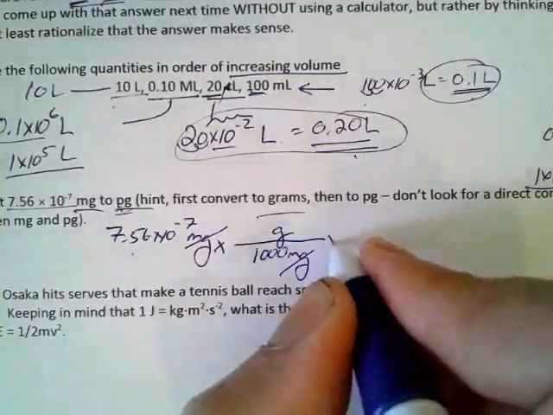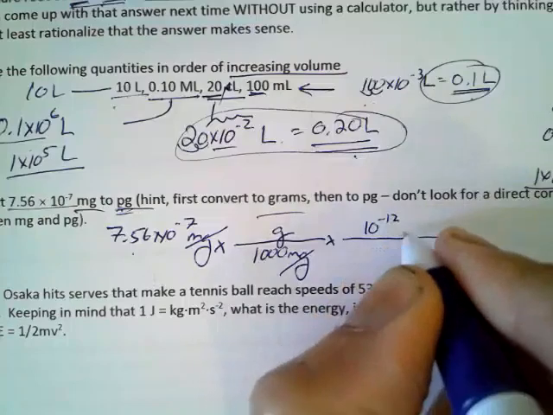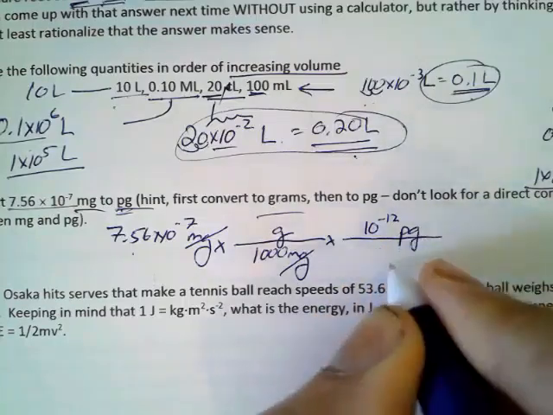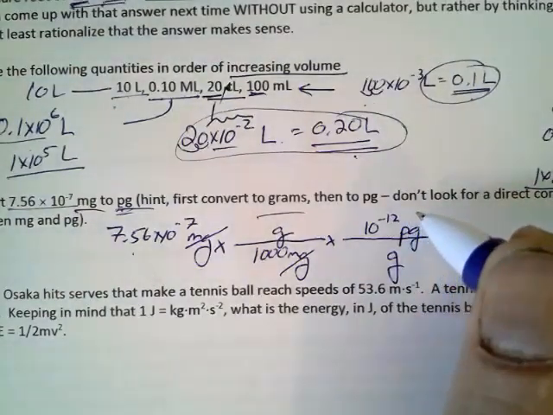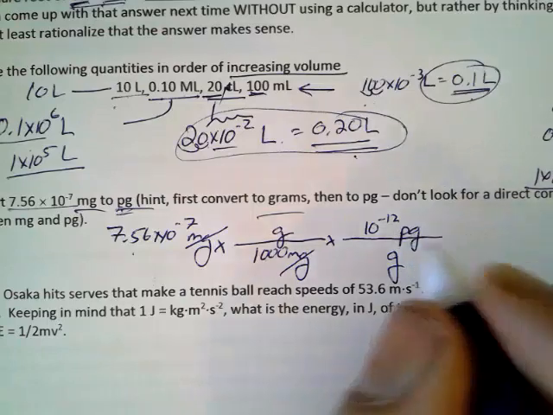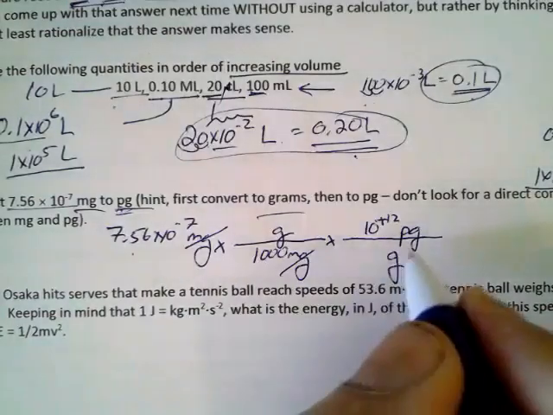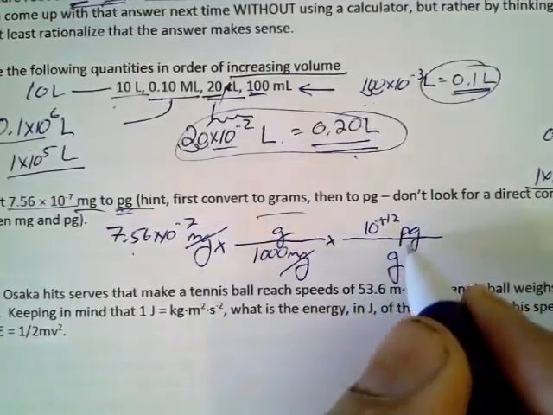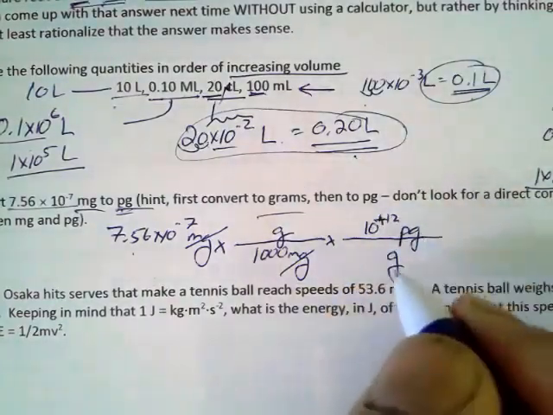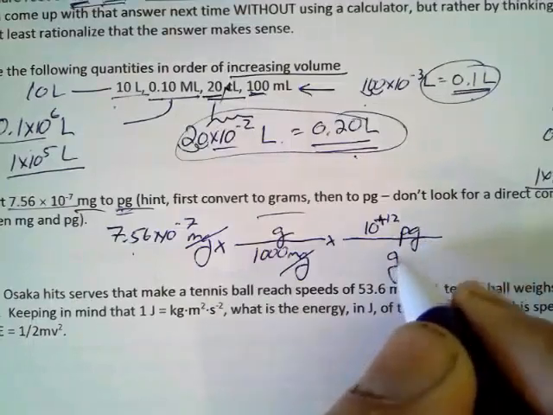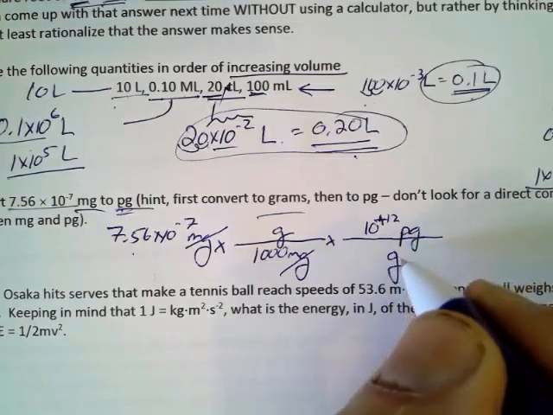But now I can do a conversion because I know pico is 10 to the minus 12. So there are 10 to the minus 12 grams in a picogram. They are very small. You could also choose to write this as 1 gram equals 10 to the positive 12 picograms. There have to be a lot of picograms in a gram. You could write this as 10 to the minus 12, a very small number of grams, in a picogram.